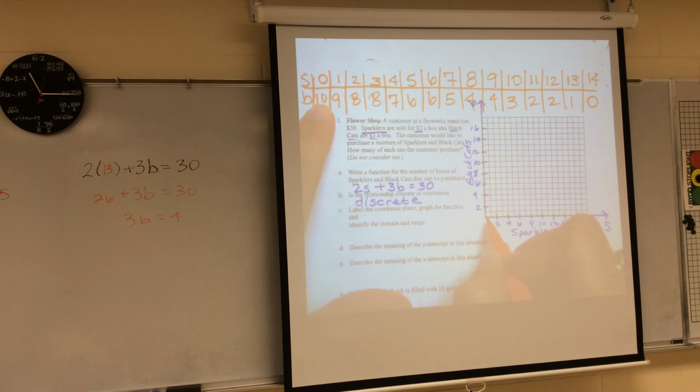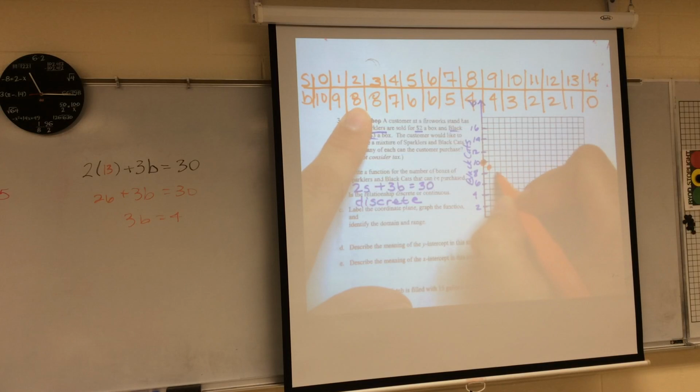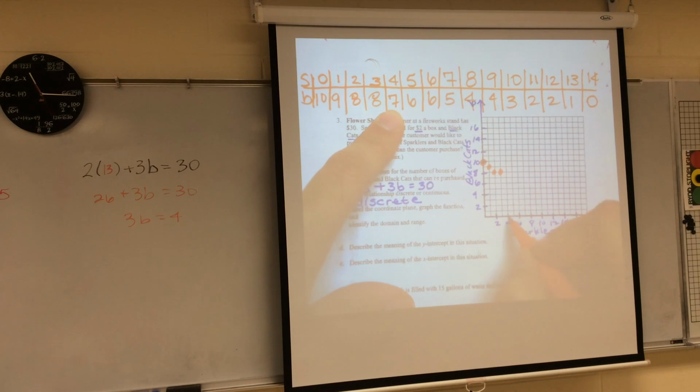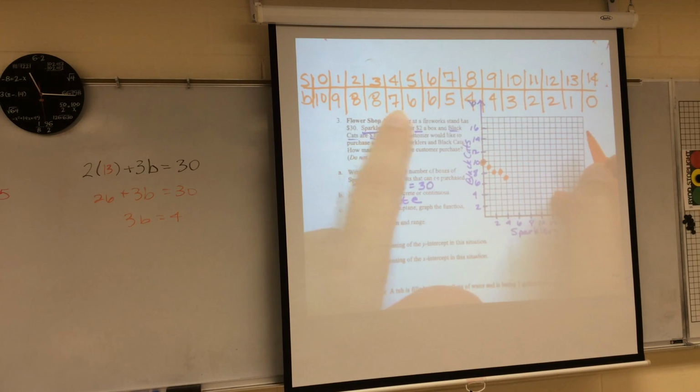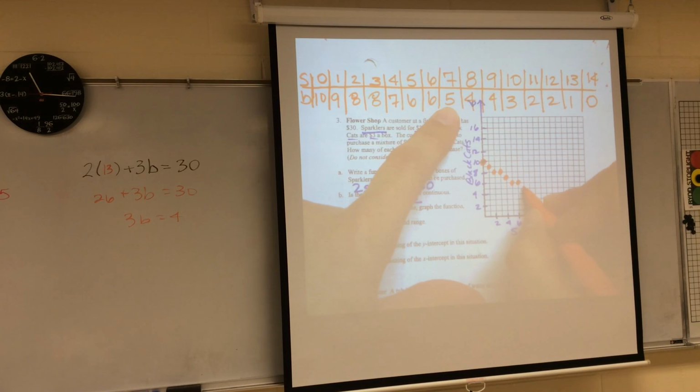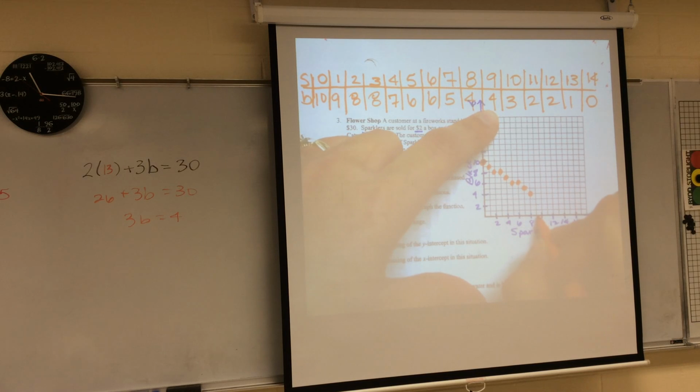So when s is 0, b is 10. When s is 1, b is 9. When s is 2, b is 8. When s is 3, b is 8. When s is 4, b is 7. When s is 5, b is 6. When s is 6, b is 6. When s is 7, b is 5. When s is 8, b is 4. When s is 9, b is 4. When s is 10, b is 3.